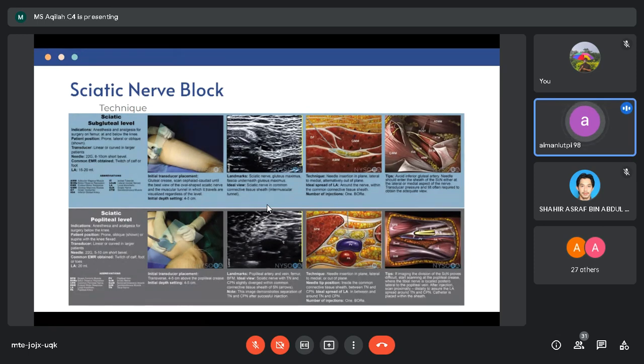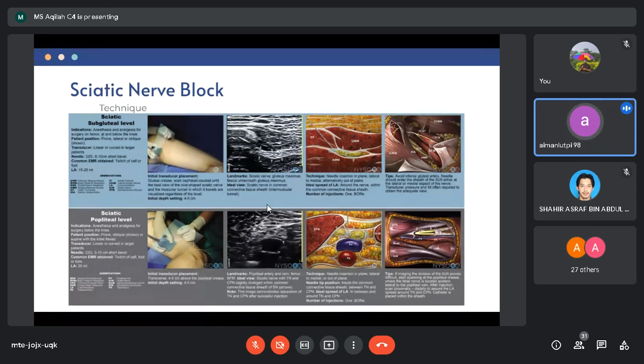And then the last one is the popliteal level sciatic nerve block. It can give anesthetic and analgesic for surgery below the knee. The transducer placement should be transverse, 4 to 5 centimeters above the popliteal crease.